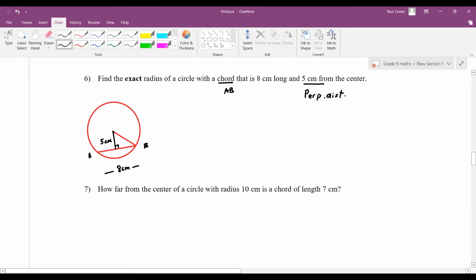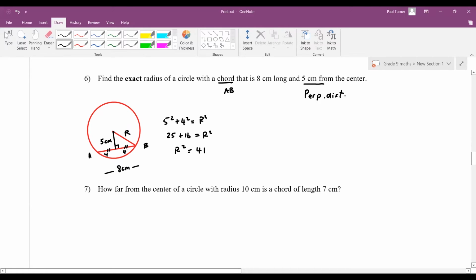And as we're going through the center and we have a right angle here, this is bisecting the chord into 2 parts. So this length here will be 4 each. So now we can apply Pythagoras to find the radius here. So that would be 5 squared plus 4 squared equal to r squared. So we're going to have 25 plus 16 is r squared. r squared will be equal to 41.